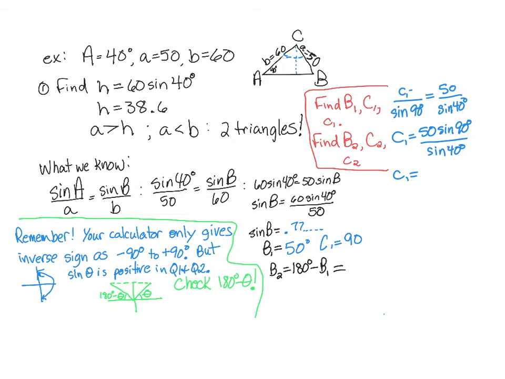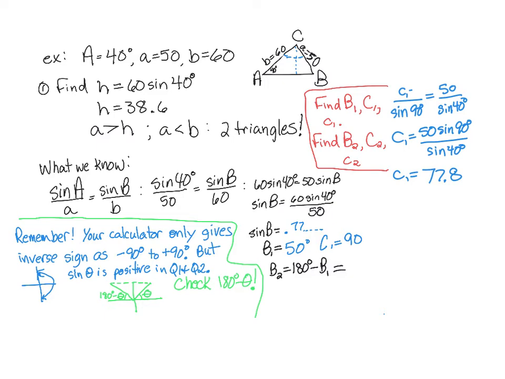I'm going to stick in 89.5 instead of 90 for that angle, divided by the sine of 40, and I'm going to get side C1 is 77.78. So 77.8. Good. So that's the first answer.